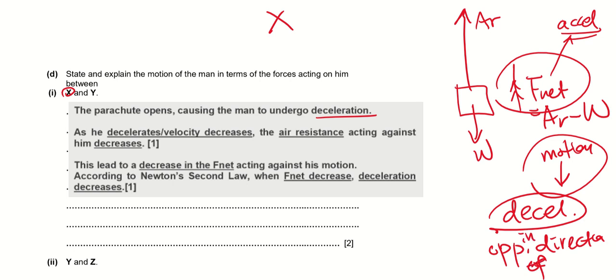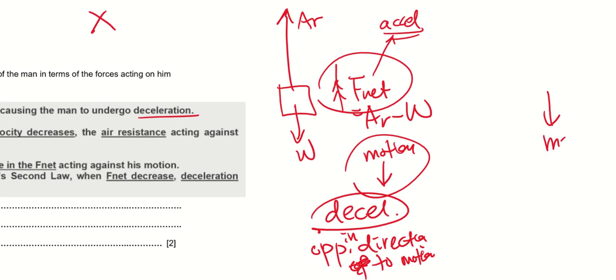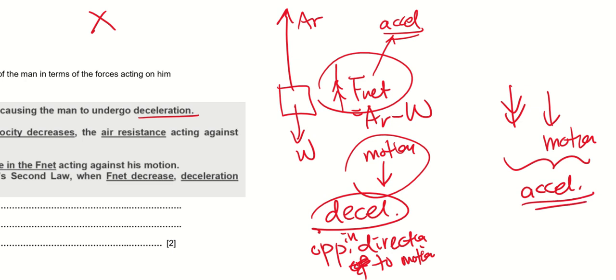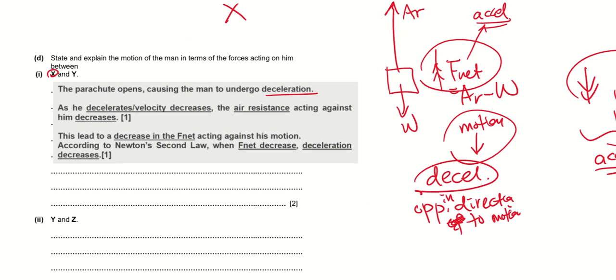Opposite in direction to motion. Okay, so now if my motion is this way and Fnet is in the same direction, he will accelerate. Okay, this you know, right? If you are traveling in a certain direction and you decide to accelerate, you will be moving faster in that direction of the motion. But now if your Fnet is opposite to your motion, he will decelerate, because it's opposite in direction. Okay, now this is a confusing part.